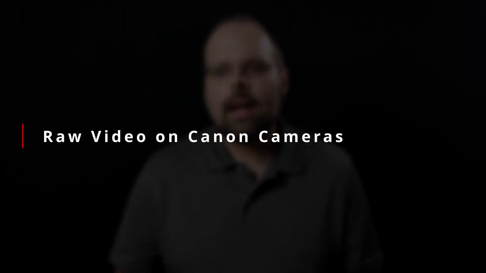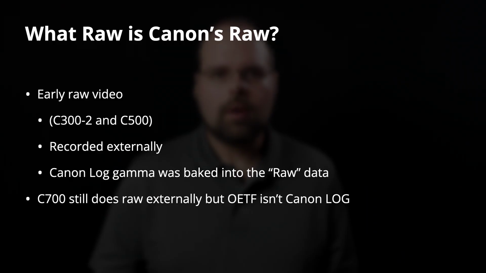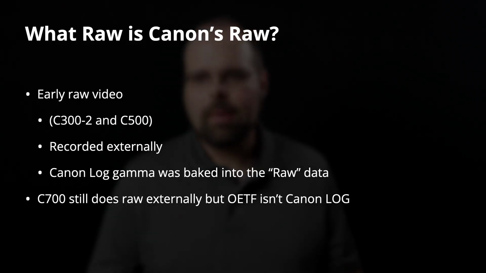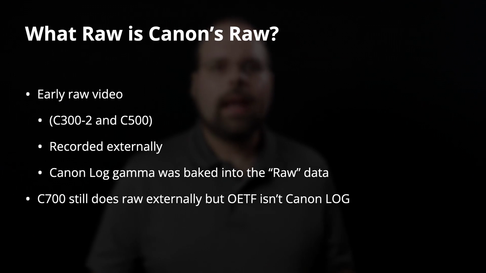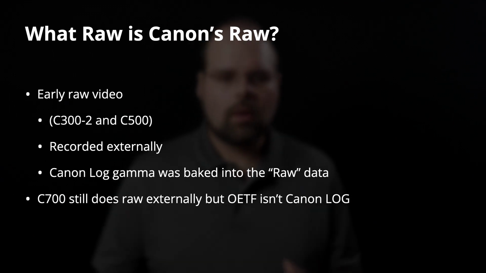Okay, so with that out of the way, let's get to talking about RAW video in the Canon world. It's complicated, and Canon hasn't done an awful lot to make it easily understandable. Canon has had RAW video on their cinema cameras for quite a while. It was first introduced with the C300 Mark II and the C500 way back a number of years ago. And these early RAW video was weird. It's not the same as what we have today.